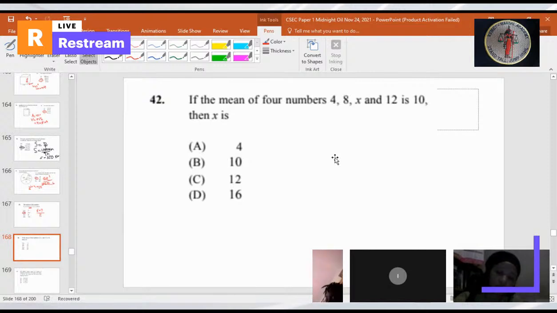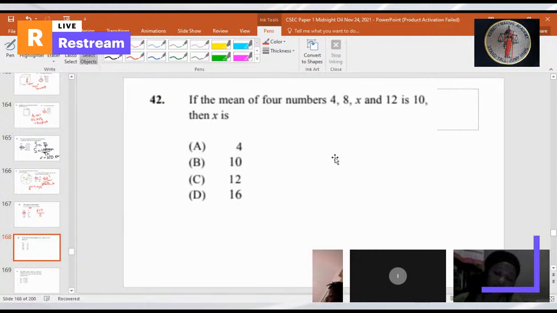Finding x, the median of 4, 8, x, and 12. So it's four numbers, and if the mean is 10, the numbers would have added to 10 times 4, which is 40. So that's the first thing we do, get the total of the four numbers. Since the mean is 10 and it's four of them, the total is 4 times 10, 40.